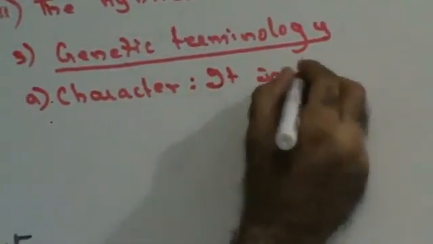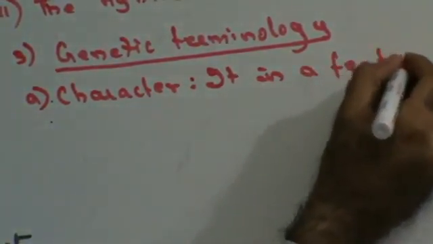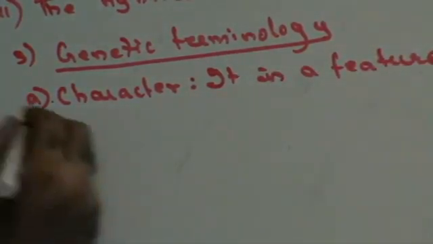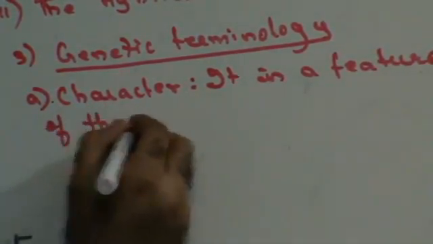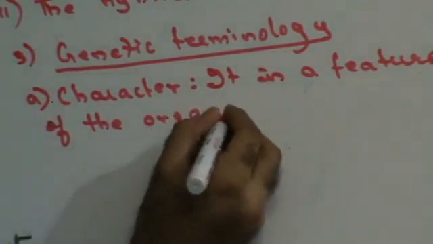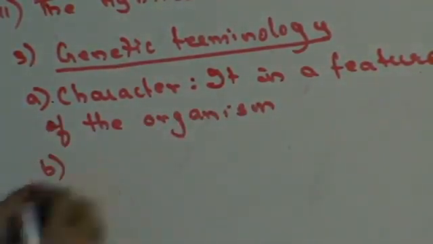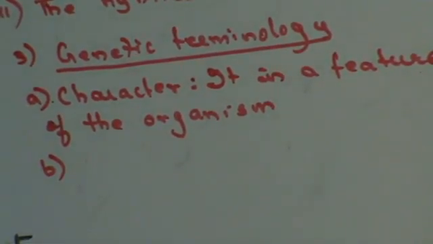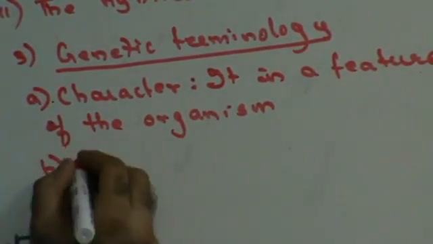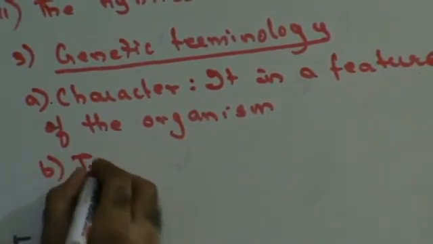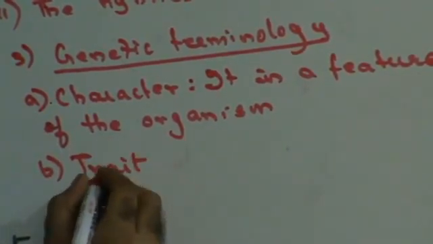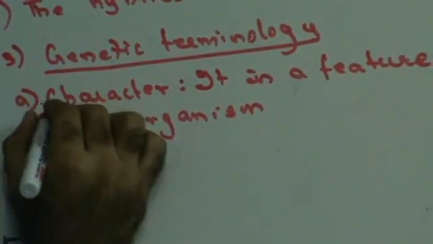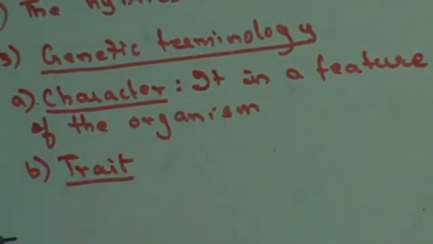It is a feature of the organism. That is the meaning of the word character. Once I give you the meanings of the word, then it will be easier for you to understand Mendel's experiment. Trait. What do I understand by the word trait?